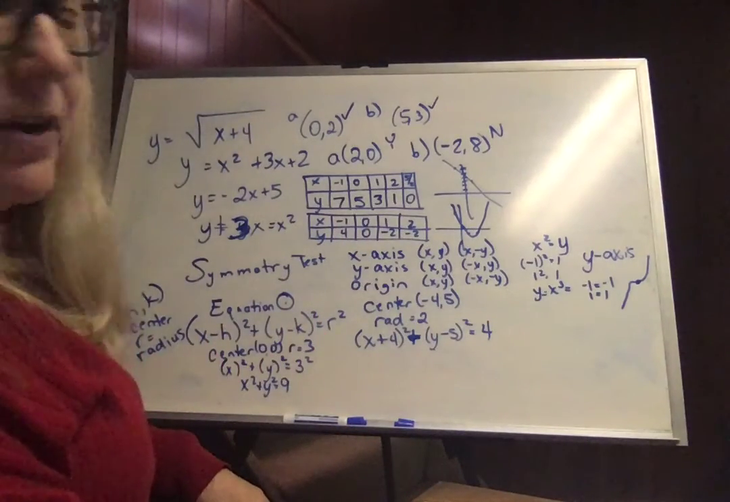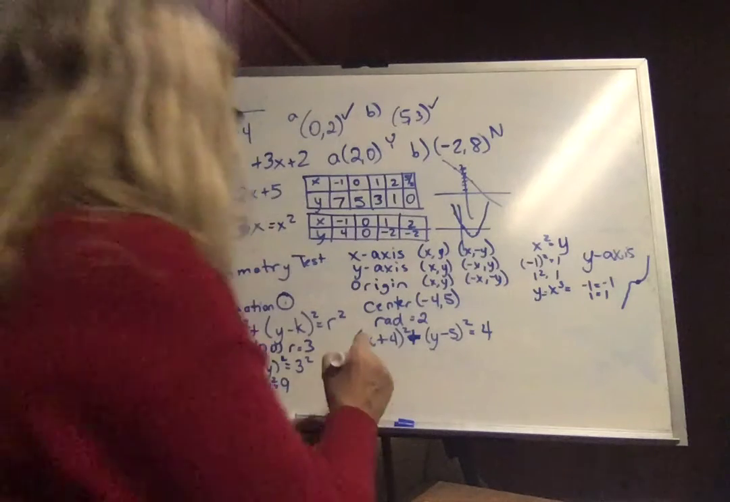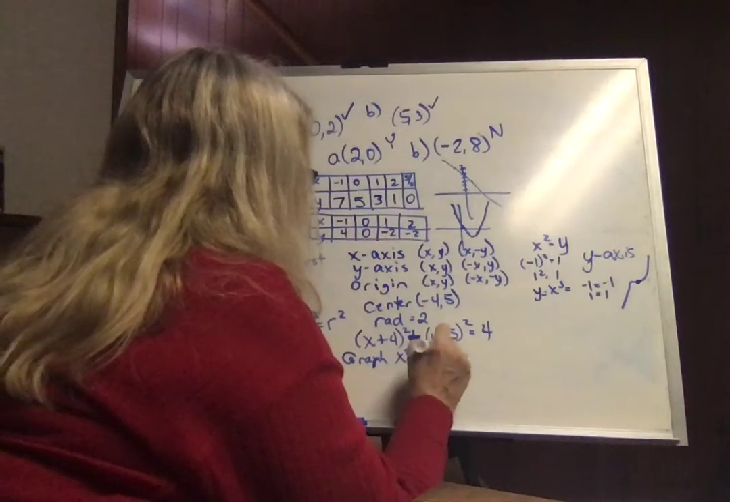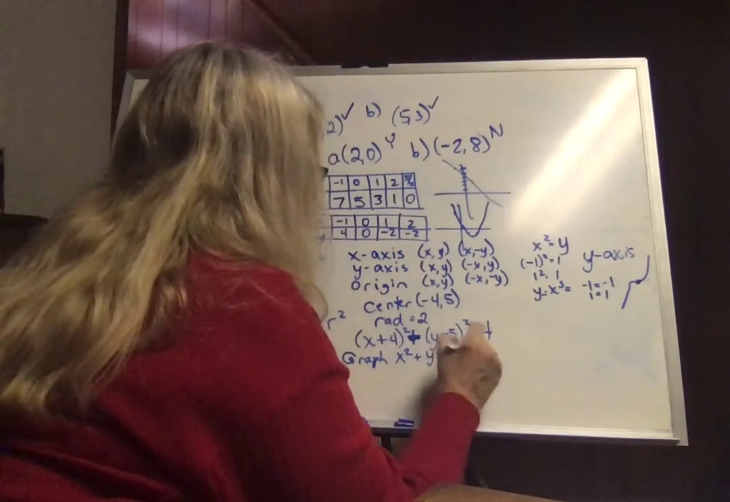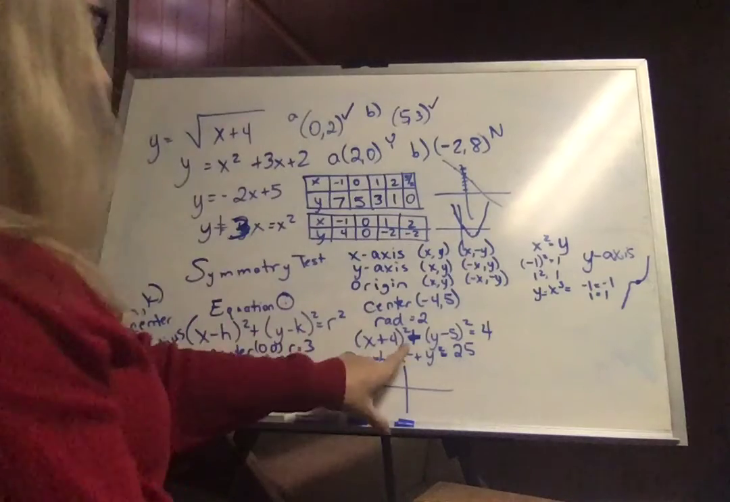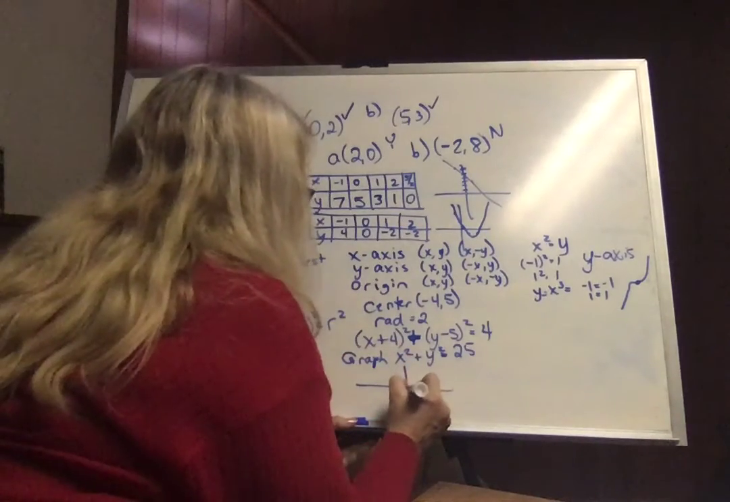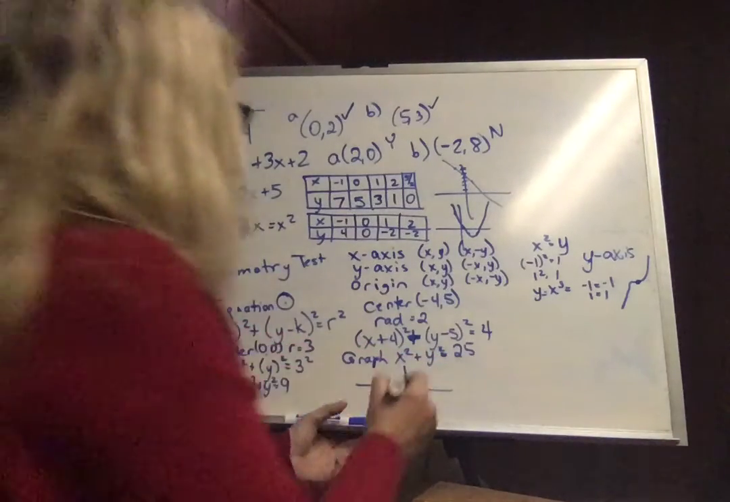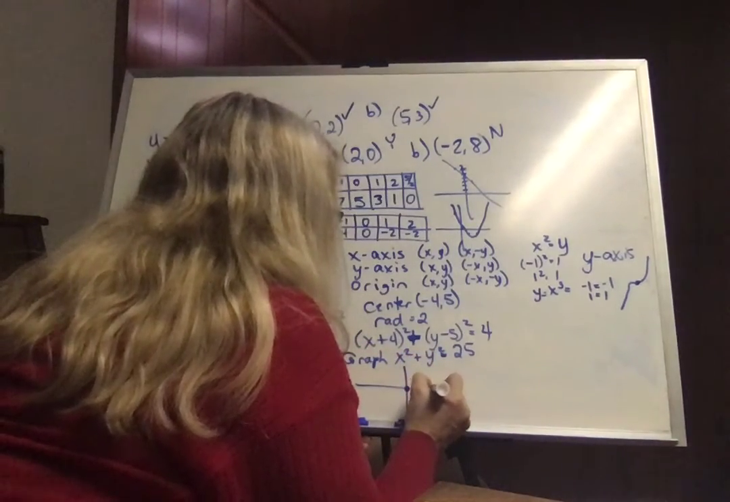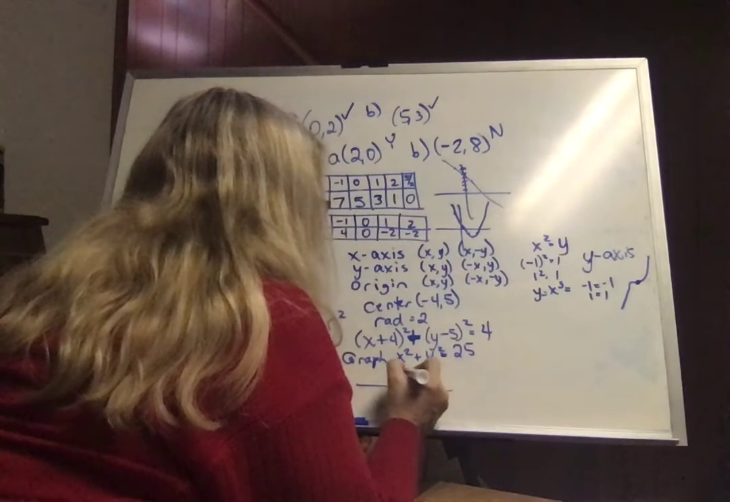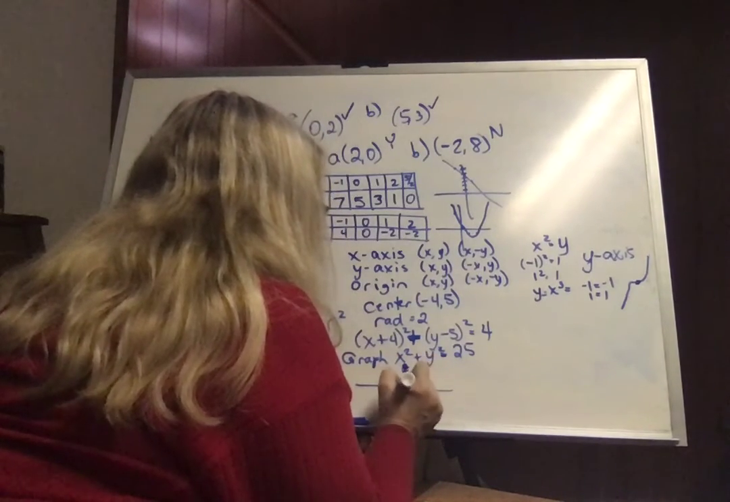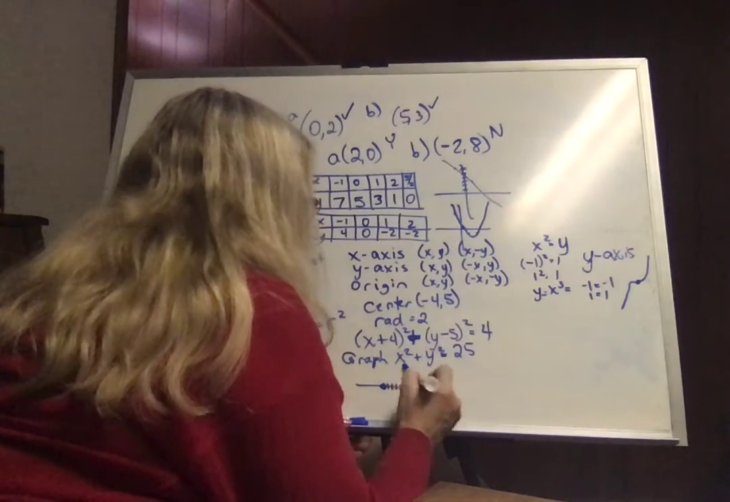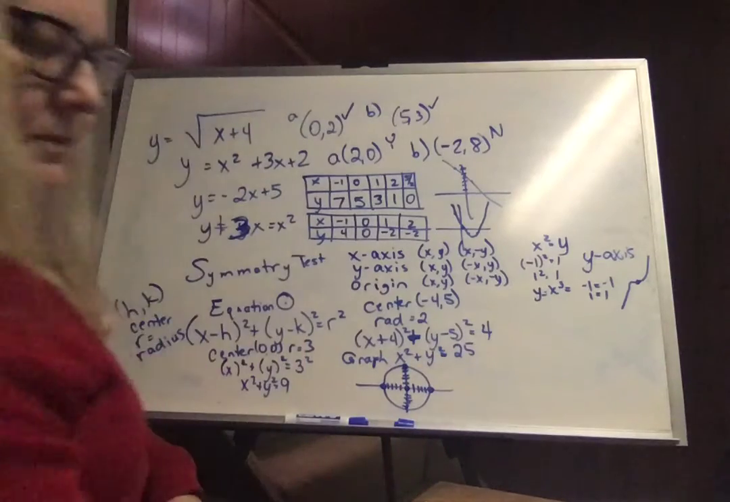The other type is they'll have you graph that. For example, graph x squared plus y squared equals 25. There's nothing here, nothing here. Its center is at the origin. And then the square root of 25 is 5. So you count 1, 2, 3, 4, 5 in each direction, mark those points, and it makes a circle.